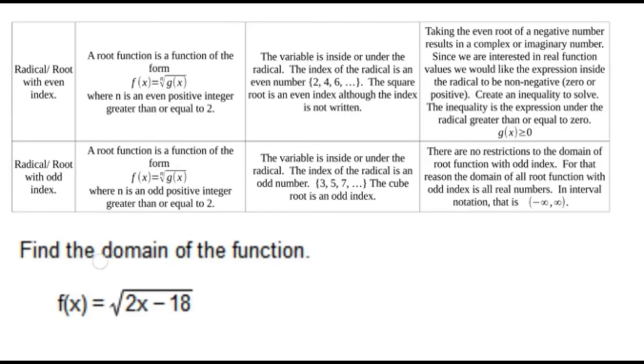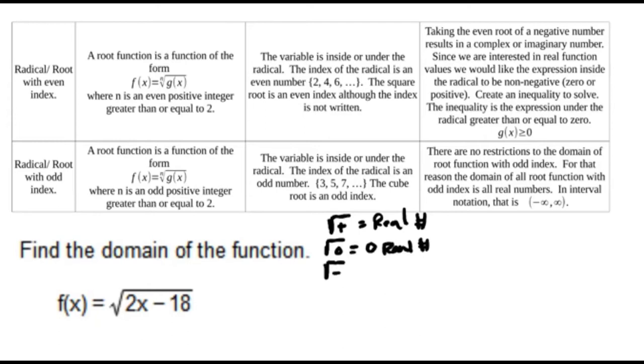On this question, we want to find the domain of the function f of x equals the square root of 2x minus 18. When you're looking for the domain, you're looking for possible restrictions. And in this example, I see a square root. And with square roots, we know that the square root of a positive number is a real number. We know that the square root of 0 is 0, which is a real number.